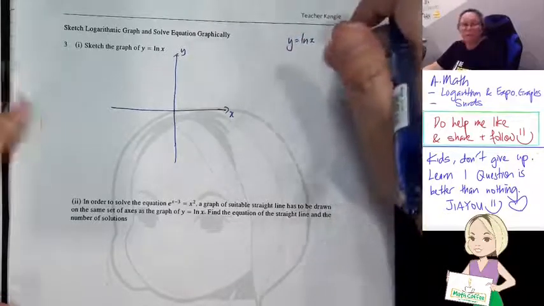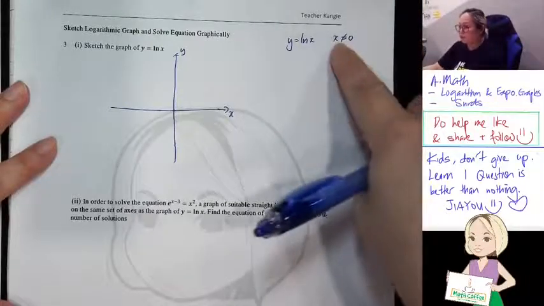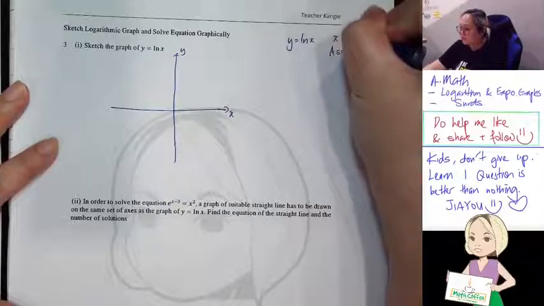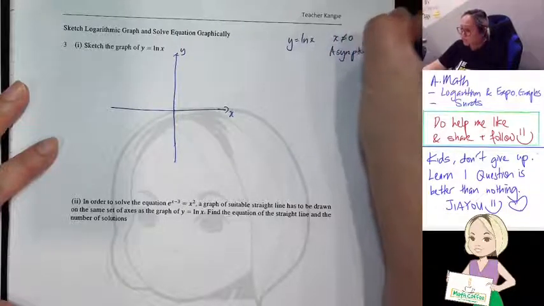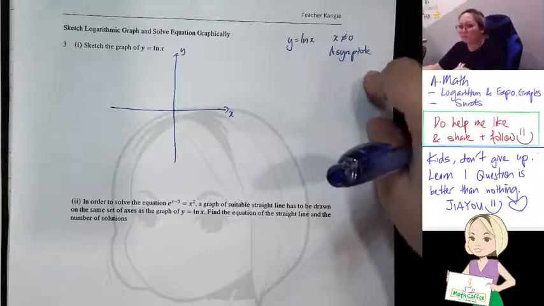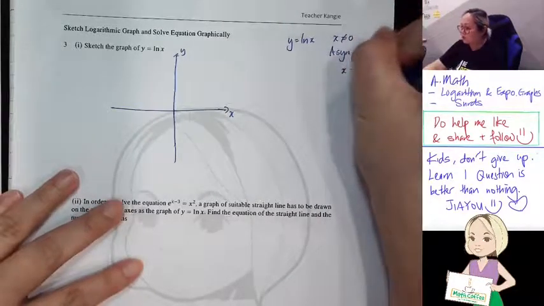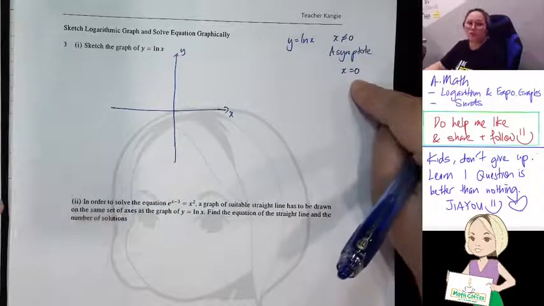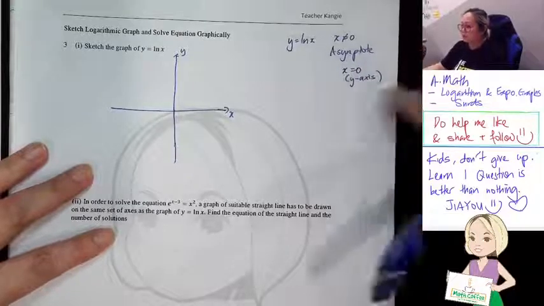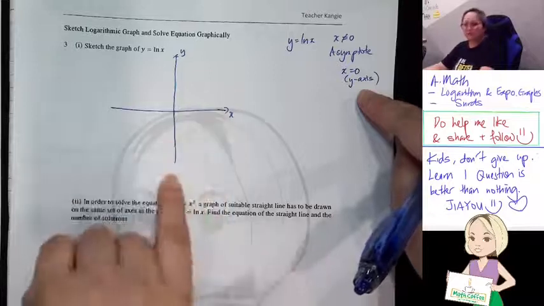Okay, so important is you must know that x cannot be 0. Agree? So if x cannot be 0, it means you must plot out where the asymptote is. And what is the asymptote? Asymptote is a line whereby your graph cannot touch it. So in this case, x cannot be 0, so my asymptote will be x equals to 0. And x equals to 0 is actually the y-axis. So you know that your graph cannot cut through the y-axis.